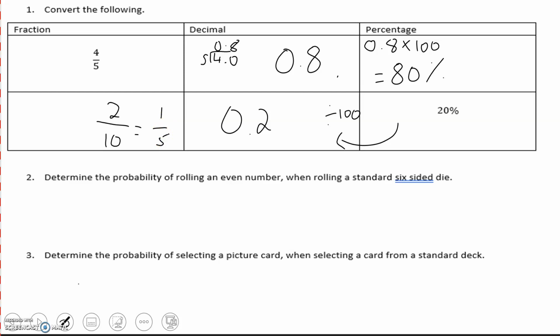Okay, our second example is to determine the probability of rolling an even number when rolling a standard die. So our first thing is to list our sample space. So our sample space of rolling a standard 6-sided die is 1, 2, 3, 4, 5, and 6.